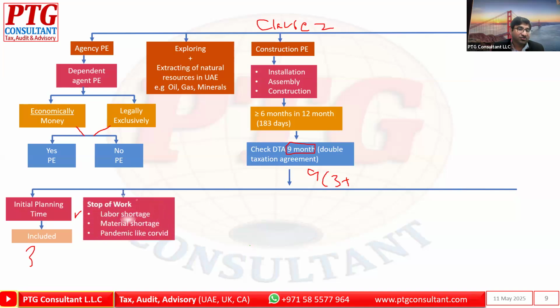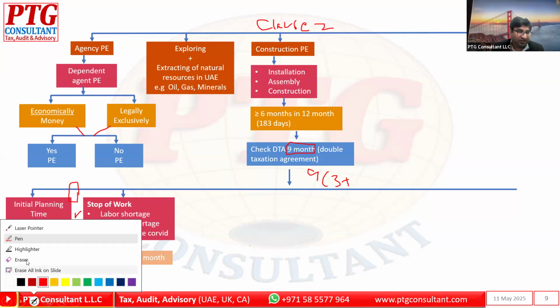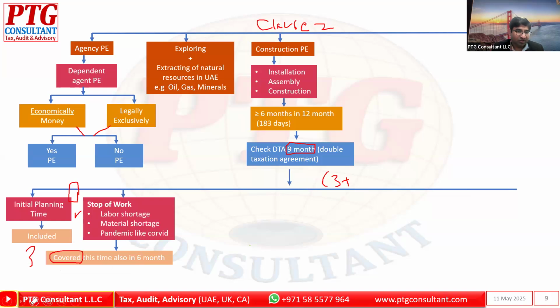Now the next is stoppage of work. You did the initial work, then COVID came. Stoppage of work: labor shortage, labor went on strike, material shortage, again material shortage, and a pandemic like COVID. This is also covered in this 6 month rule. We said 9 months based on the DTA, but mostly the city law mentions 6 months, so we will keep the word of 6 months.